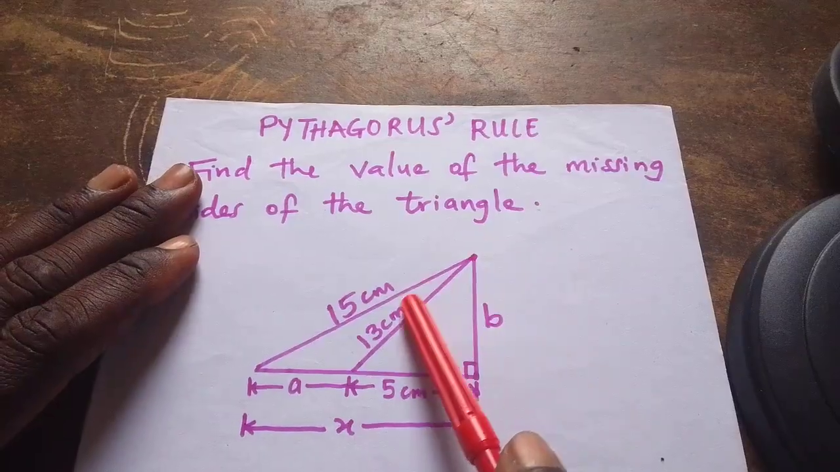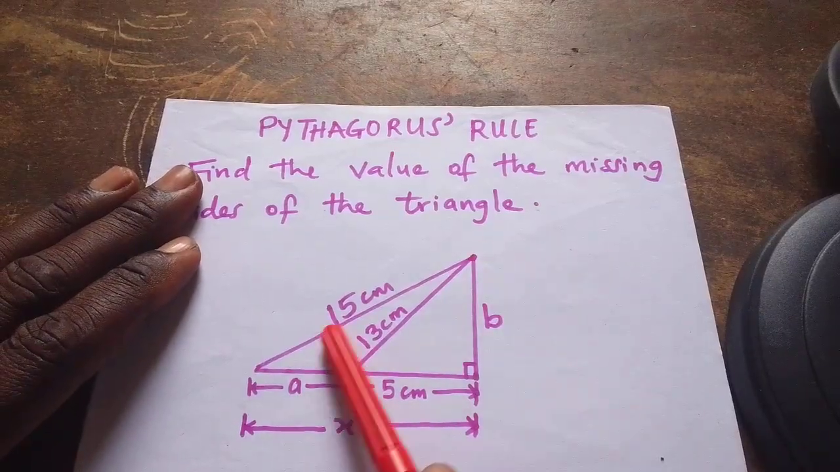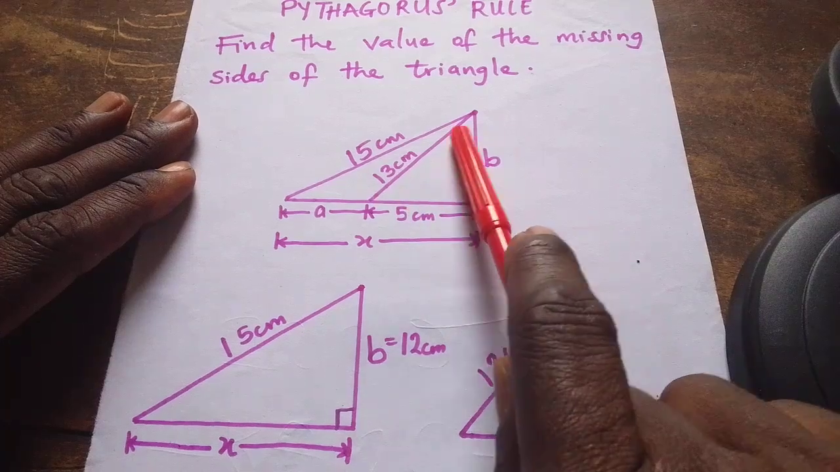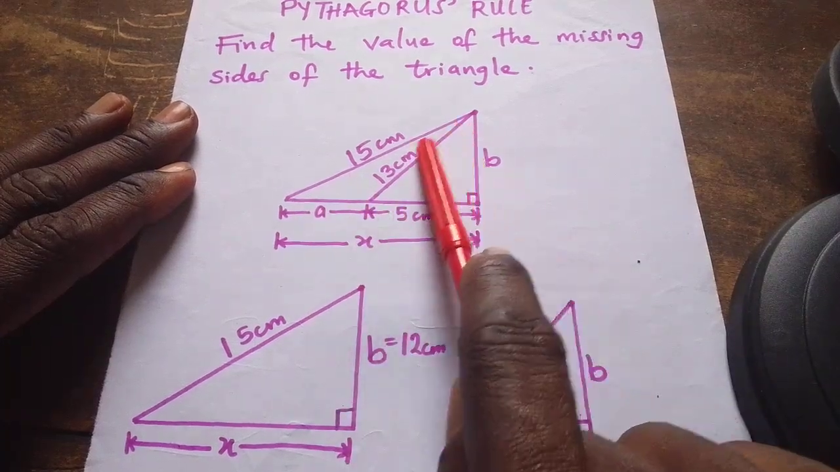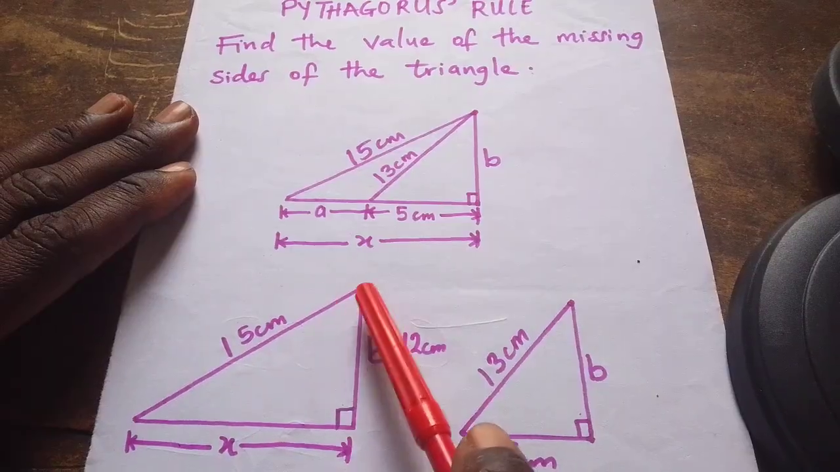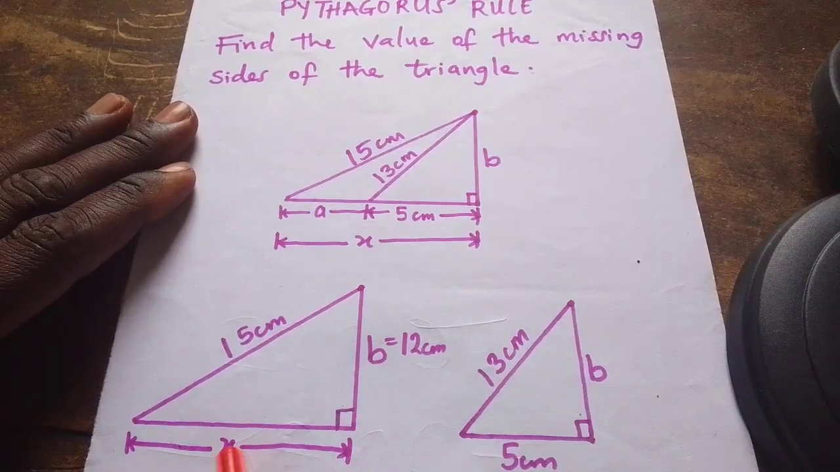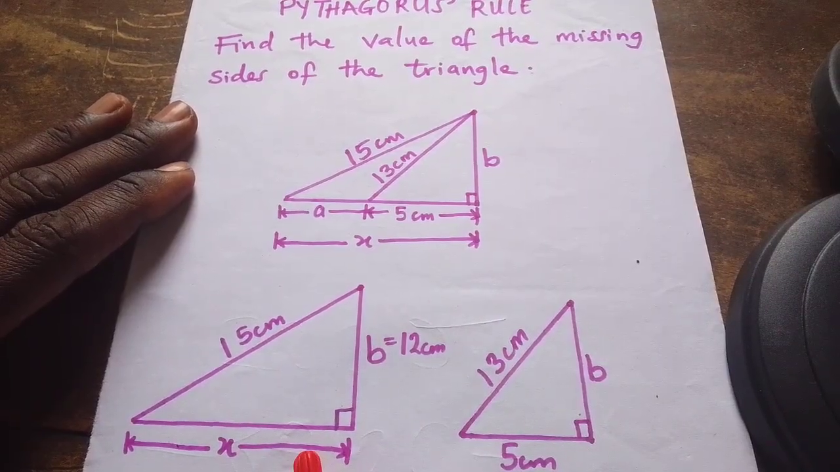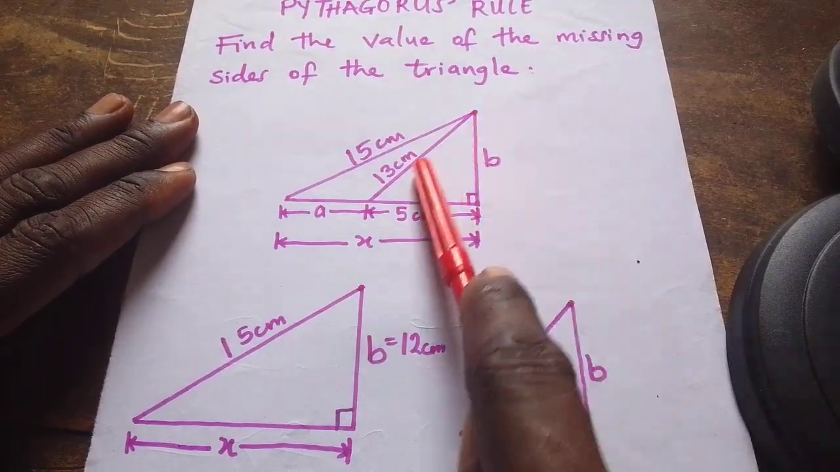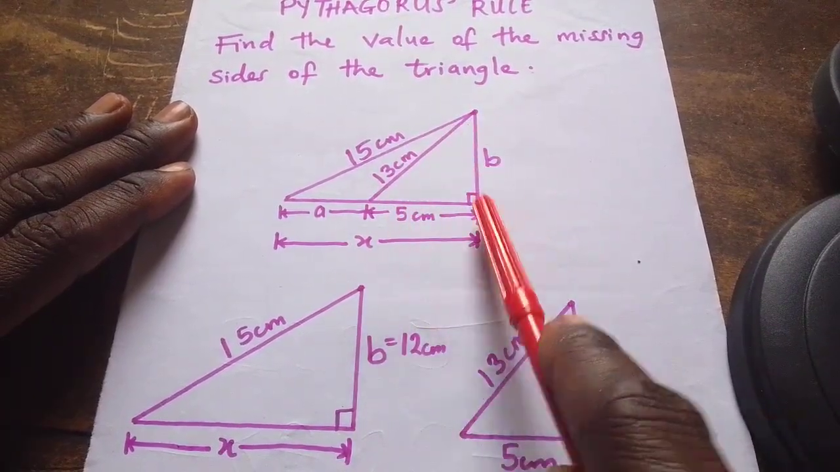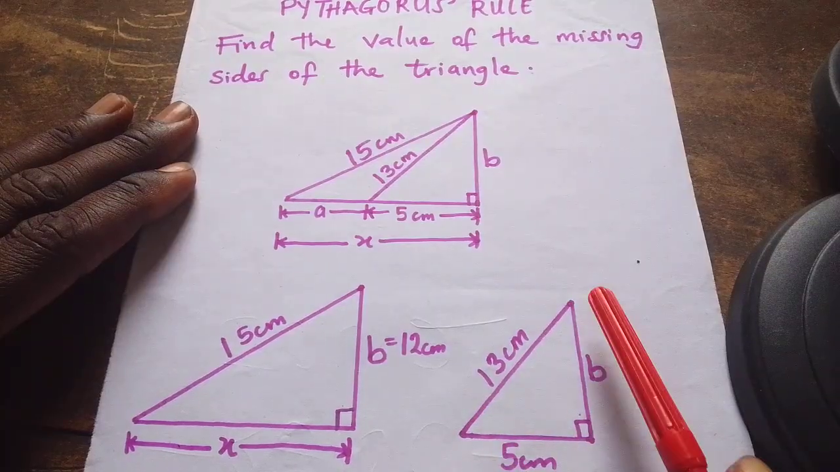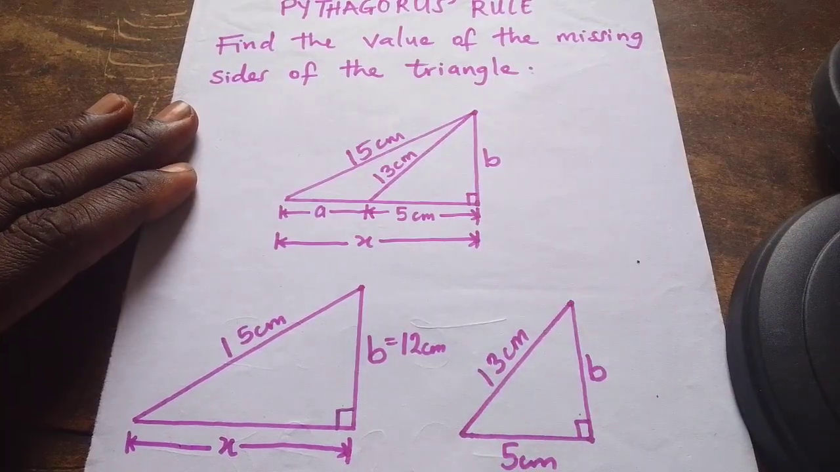If I decide to split this right angle triangle into two right angle triangles, I'm having the big one here, this big right angle triangle. So this side is 15, this is B, and this place is X. Then the small right angle triangle, this one, we have this side to be 13, we have this place to be 5, and this is B.